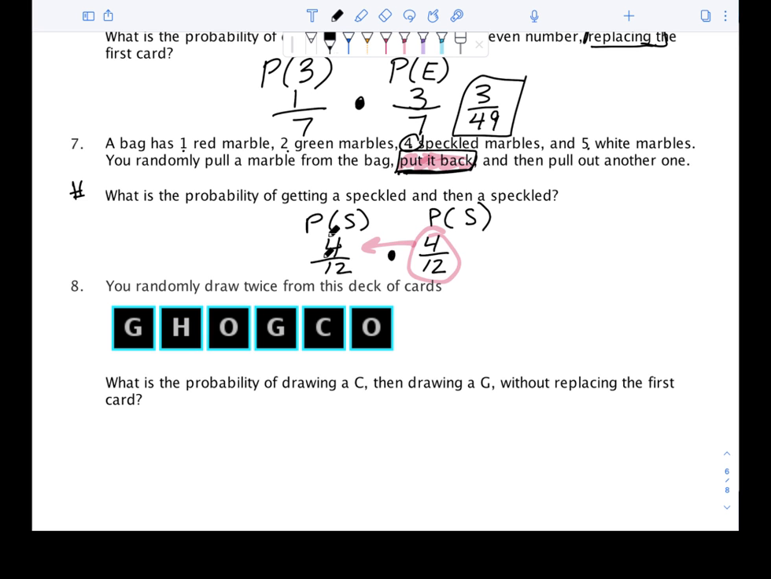I'm looking at reducing here. 4/12 is 1/3. 4/12 is 1/3. So basically we have 1/3 times 1/3, which is 1/9. Okay, and so that's all I'm going to do there.